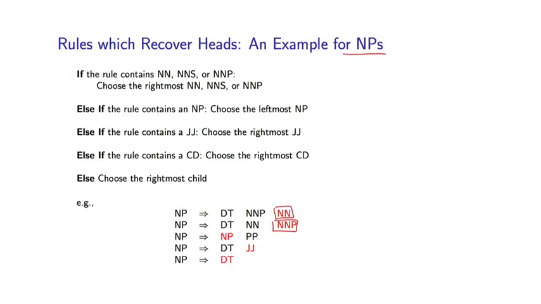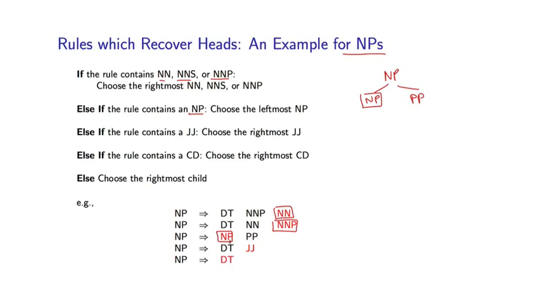So the first rule says that if the rule contains a singular noun, a plural noun, or a proper noun, then choose the rightmost of those nouns. So that would apply to these two rules here. They both contain one of these three categories, in which case we just return the rightmost category as being the head of that rule. If this fails, however, we go on to the next rule, which says that if the rule contains an NP, choose the leftmost NP. So this is going to apply to cases like the following. If I have a structure like that, it doesn't contain one of these three categories. It does, however, contain an NP, and in that case we take the leftmost NP as the head. That's this rule down here.